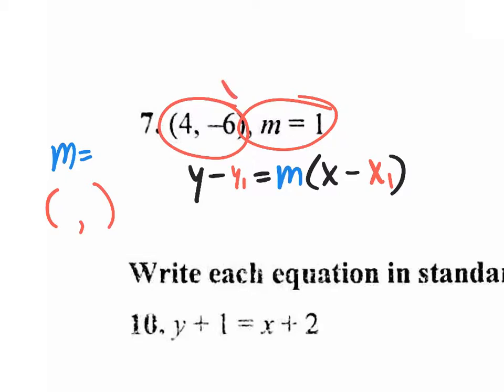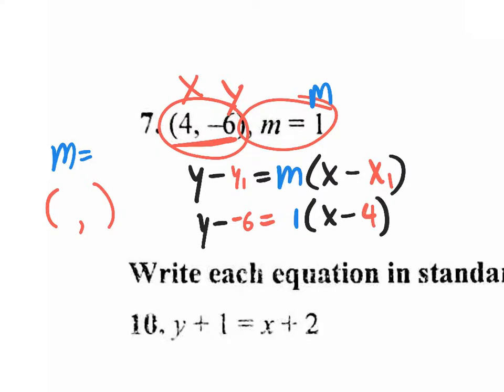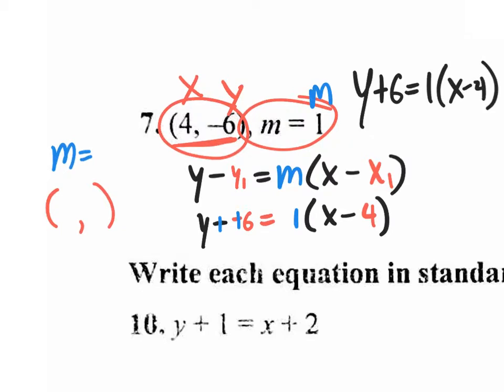So our x1 and y1 come from the x and y right here on this coordinate, 4 and negative 6. The m value is obviously 1. So let's plug it all in. y minus negative 6 equals m, which is 1, parenthesis, x minus 4, close parenthesis. And we are done. The only other thing we could do is change the minus minus to plus. So the final answer for number 7 is y plus 6 equals 1, parenthesis, x minus 4. That's your point-slope form equation.